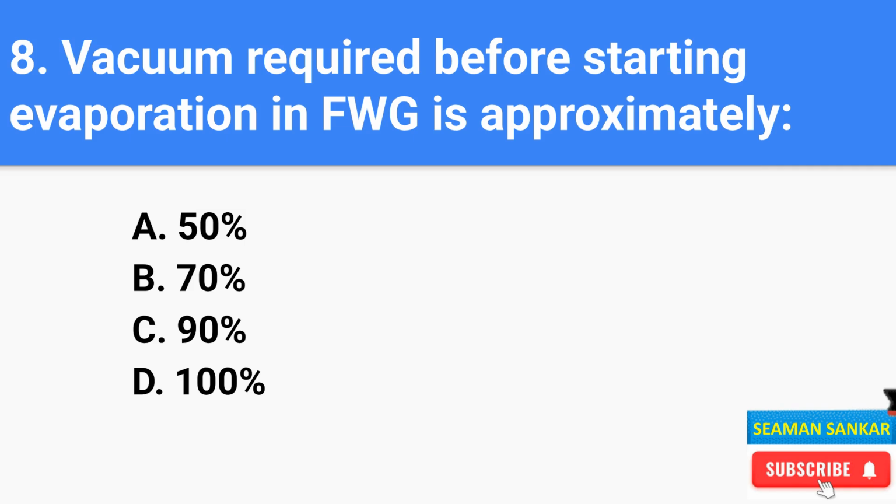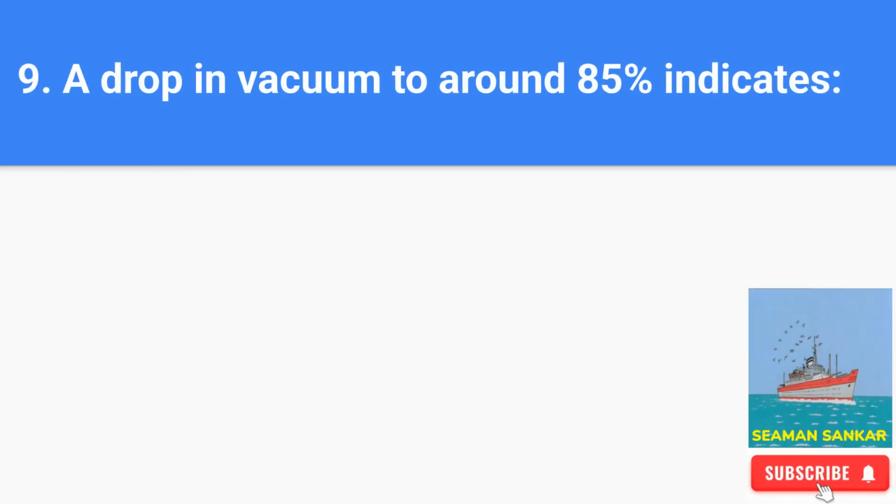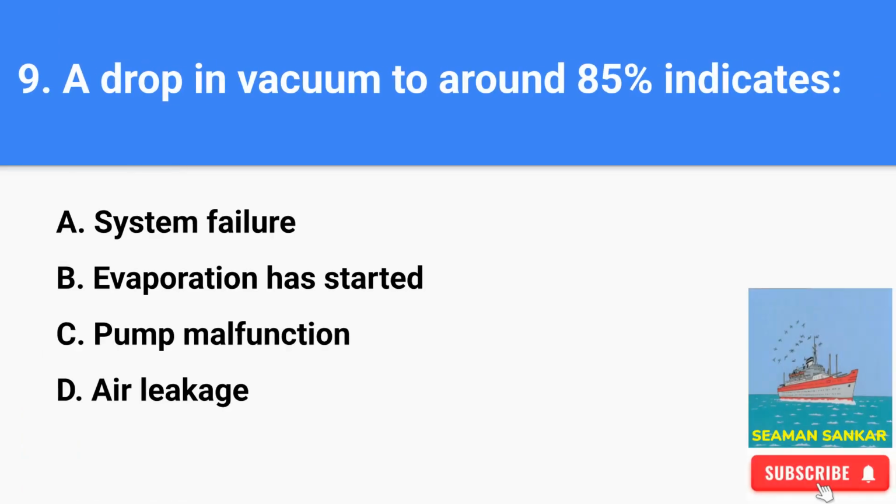Question 8 asks, vacuum required before starting evaporation in FWG is approximately A. 50%, B. 70%, C. 90%, D. 100%. The correct option is C. 90%.